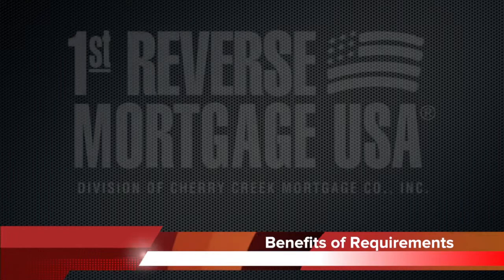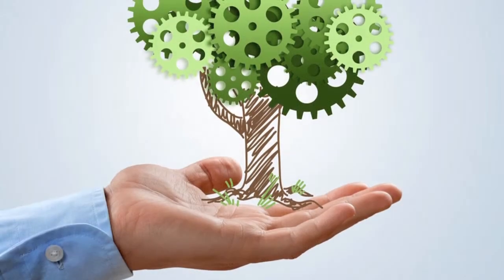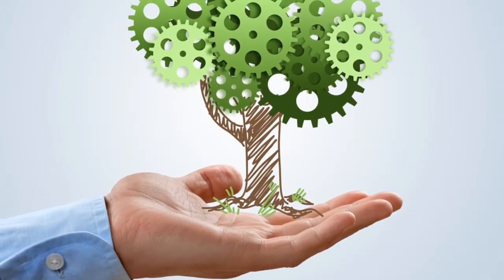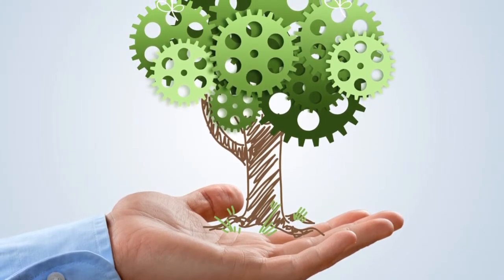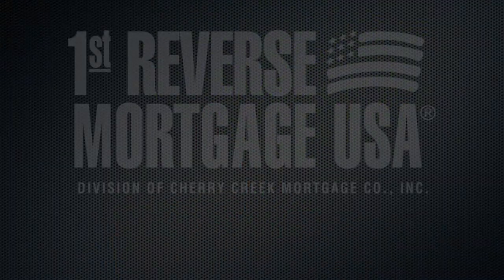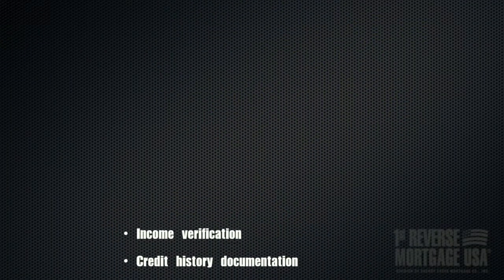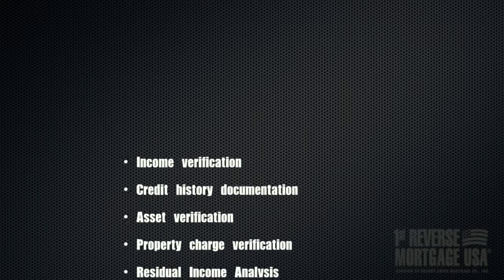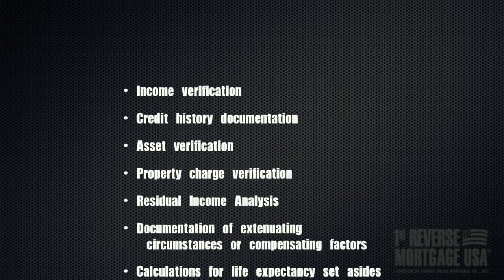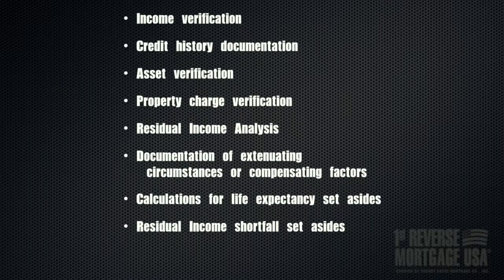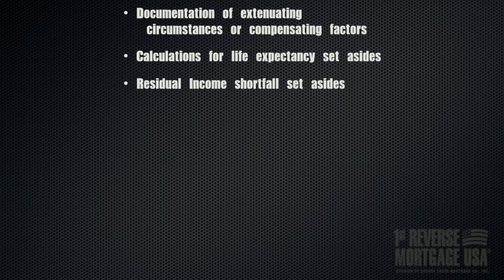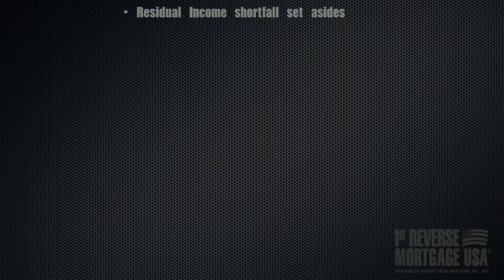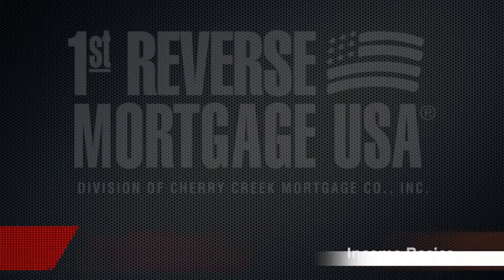Although these new requirements are more extensive than past requirements, they will ultimately serve to protect countless reverse mortgage borrowers from default, as well as further contribute to making federally insured HECM one of the nation's safest loan products. Documentation areas include the following: income verification, credit history documentation, asset verification, property charge verification, residual income analysis, documentation of extenuating circumstances or compensating factors, calculations for life expectancy set-asides, and residual income shortfall set-asides.